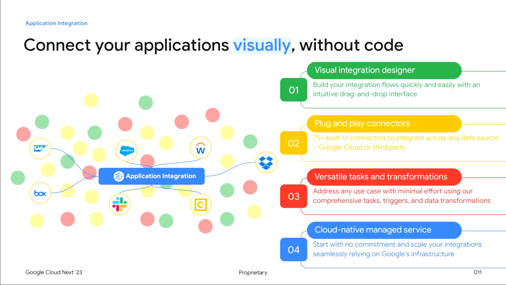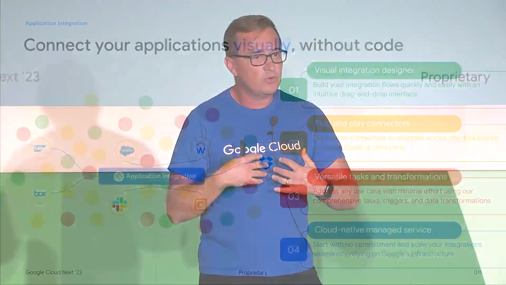We also offer versatile tasks and transformations, which are all low code. So you drag in the task, and then you just configure it, instead of having to write a bunch of code for these transformations. It's a cloud-native managed service, so it's hosted by Google, run by Google. For you, the experience of using application integration is like using a SaaS application. You log in, you create your integration, you publish it, and it's running. You don't have to worry about runtime, scaling. All of those things are taken care of by Google.